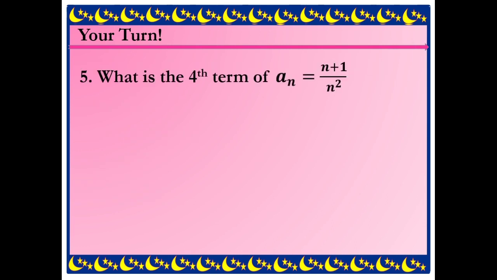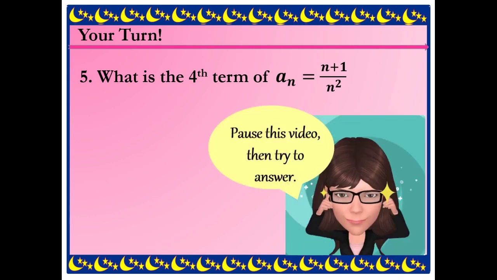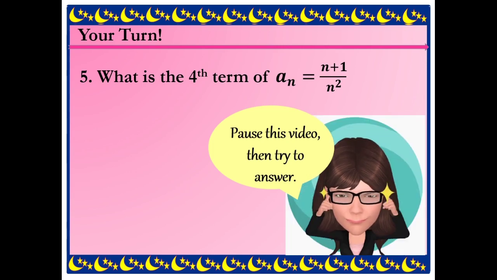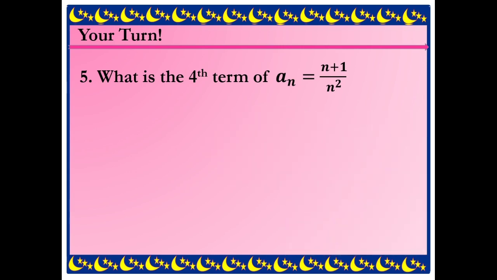Next, number 5. What is the fourth term of a sub n is equal to n plus 1 over n squared? Again, pause this video and try to answer. If you have your answer, then unpause this video. Okay, let's check. The fourth term, so we have a sub 4, where n is equal to 4. Substitute, a sub 4 is equal to 4 plus 1 over 4 squared. Then the final answer now is 5 over 16.